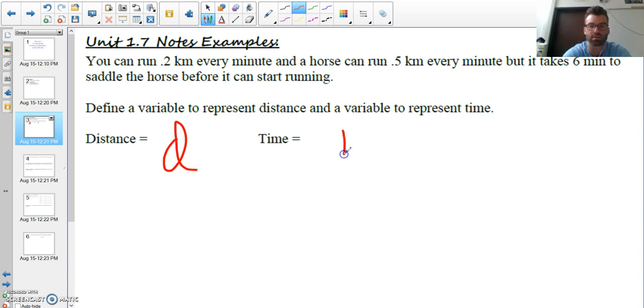We'll go lowercase, because an uppercase T looks like an addition sign. All right. And my uppercase D's can look like zeros at times, so we'll just go lowercase d.